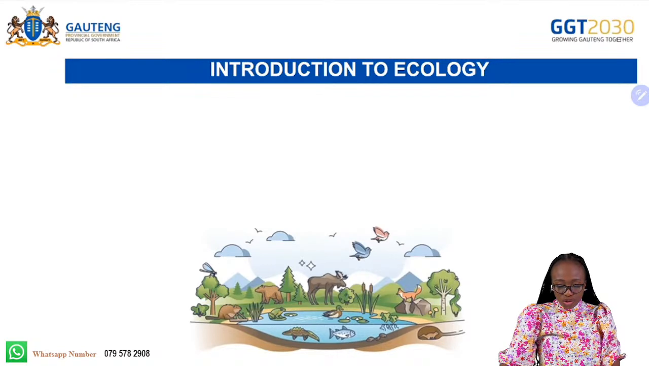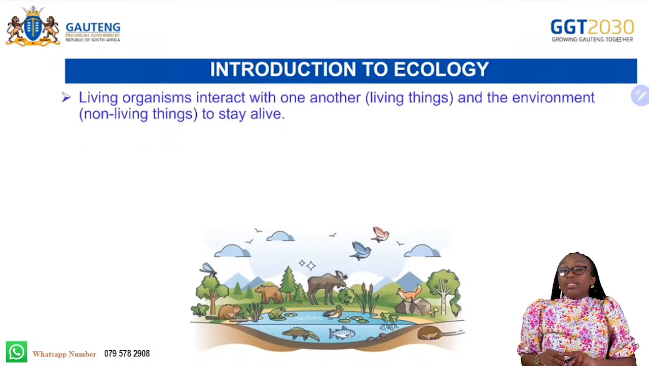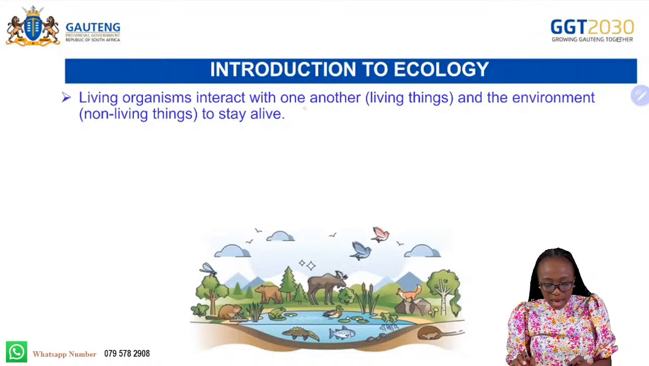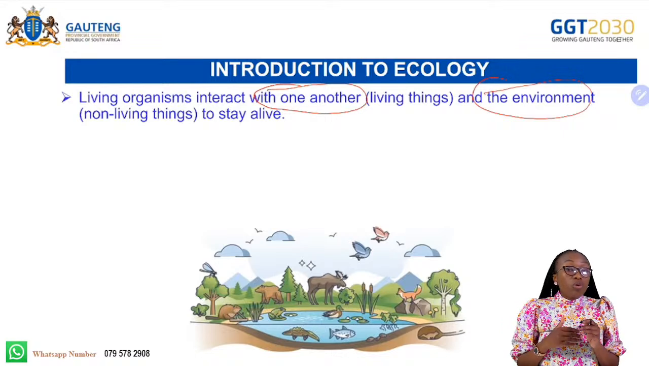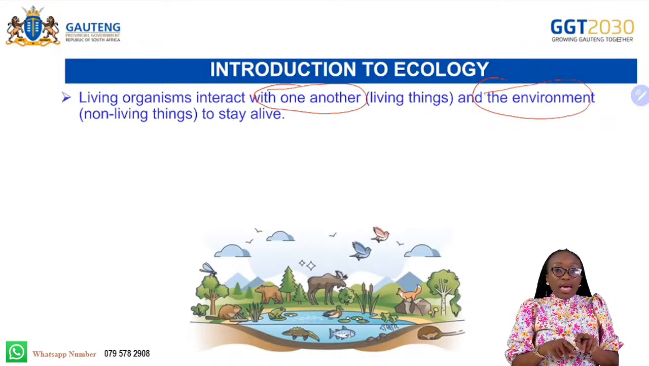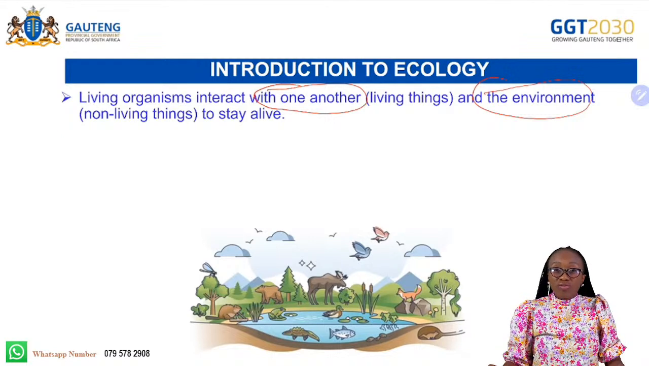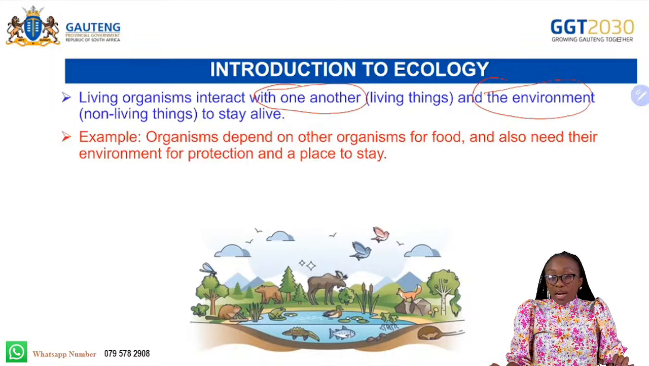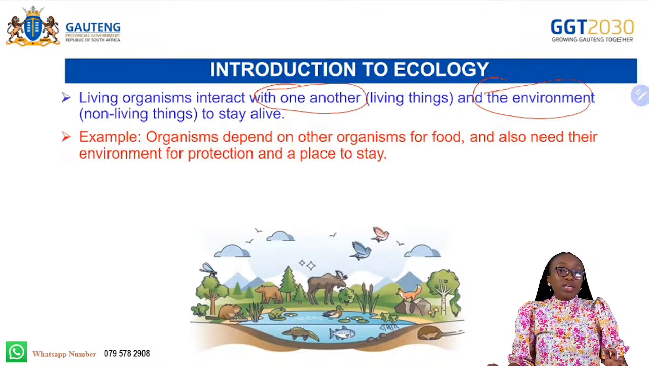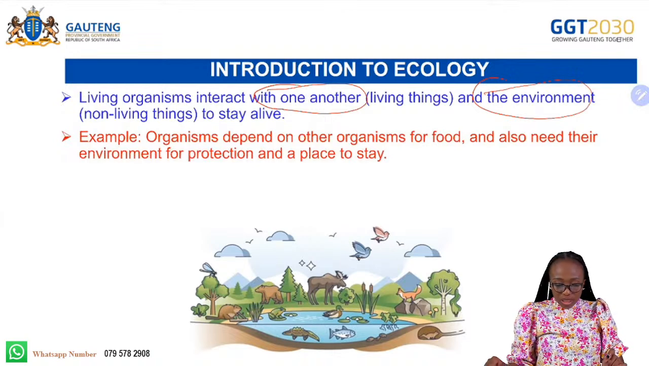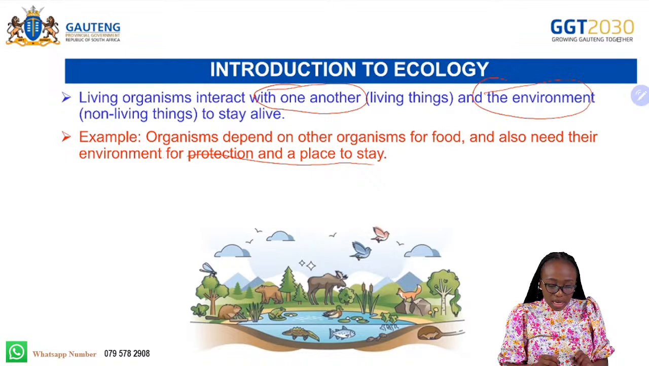All right, now let's learn about ecology. Let's get introduced to ecology. Living organisms interact with one another and the environment as well. Which means living organisms interact together, and they also interact with the non-living parts of their environment. One example is that organisms depend on other organisms for food. For example, a goat depends on the leaves of shrubs for food, and that shrub is actually a plant. It is a living organism.